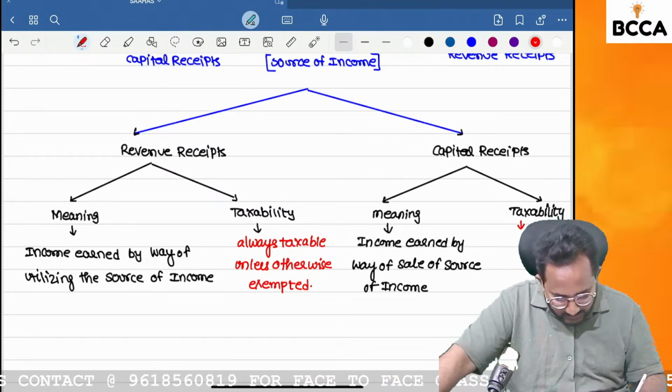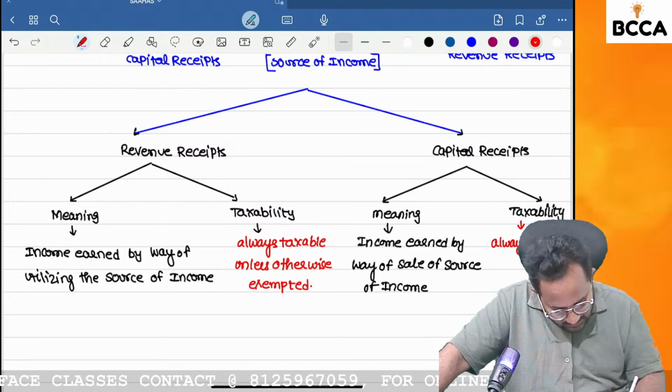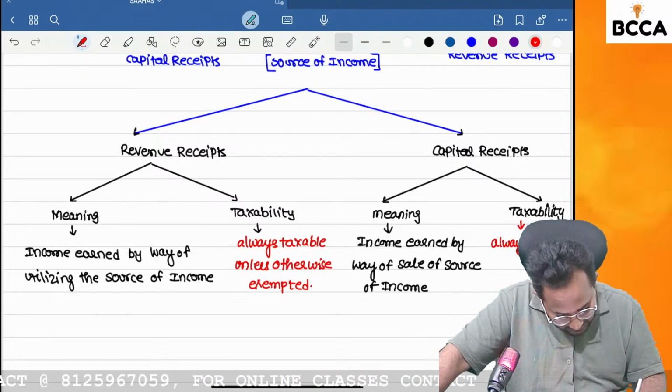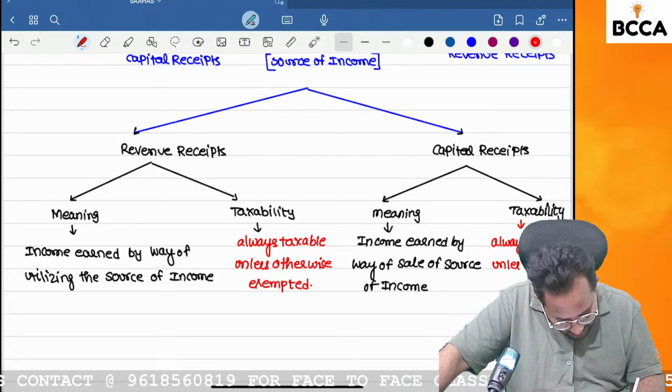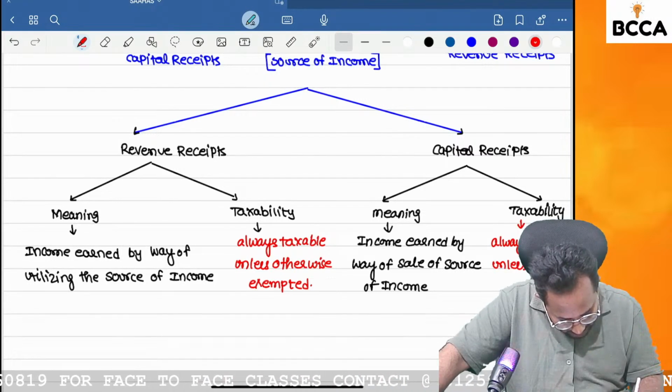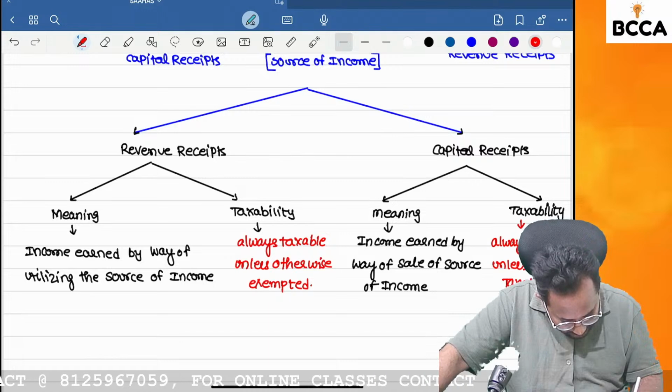Yes, what is that point? Always, please listen. Always exempted unless otherwise taxable. Yes, sir. Please tell me.